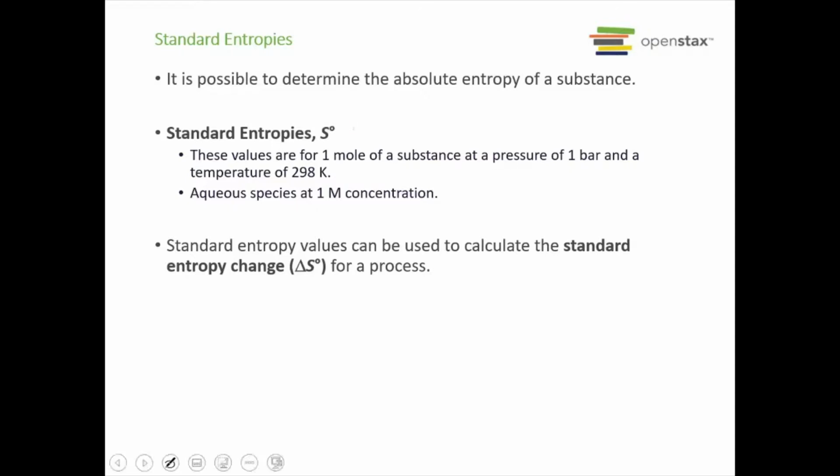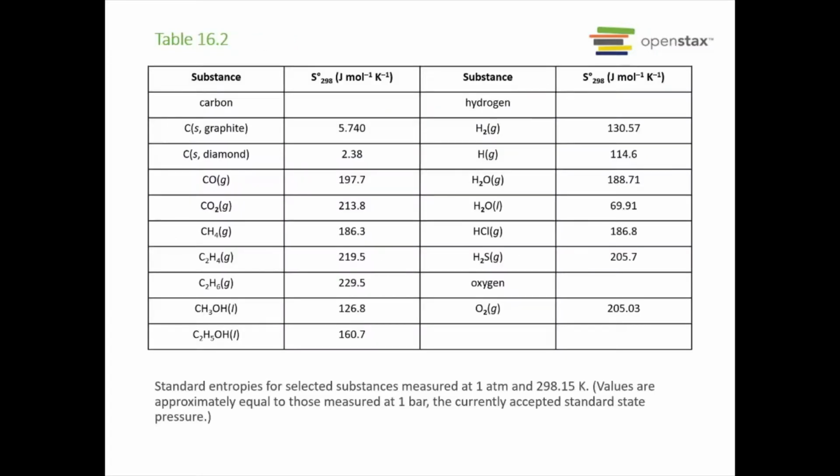So appendix G has values. If you're doing your homework or taking your exam, use the appendix for values when you need them. We can use standard entropy values to calculate standard entropy change, or delta S naught, for a process. Your book does give you a mini chart, if you will, of some substances, but there is a much bigger one in the back of your book in the appendix. You can also look them up as well.